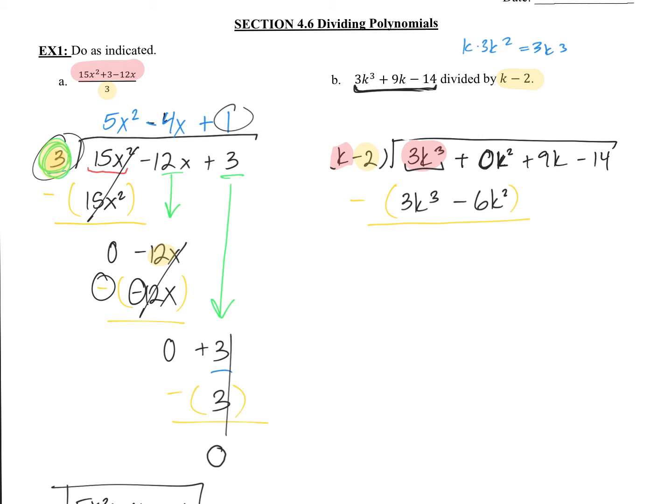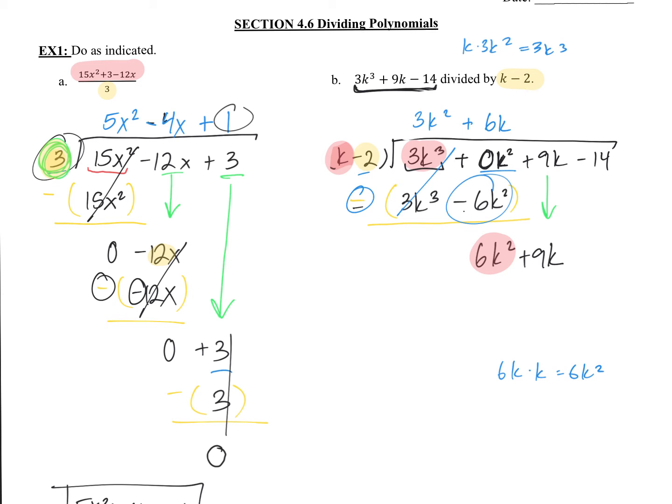Let's see, so 3k cubed minus 3k cubed, those cancel out, and they should, because that was our goal. Remember, we're trying to cancel them. And then we have 0k squared minus negative 6k squared. Those don't cancel. Instead we have, because of the double negative, positive 6k squared. And remember, we have the cycle, so we'll bring down that plus 9k, and we have a new binomial. So now my question is, what do I multiply k by to get 6k squared? I can multiply it by plus 6k, because 6k times k will give me that 6k squared.